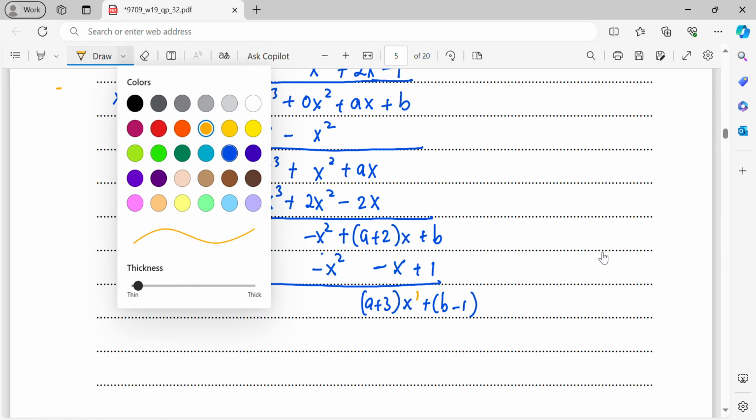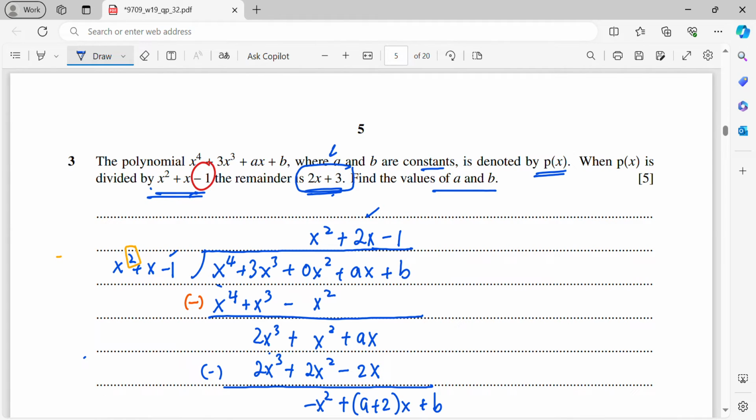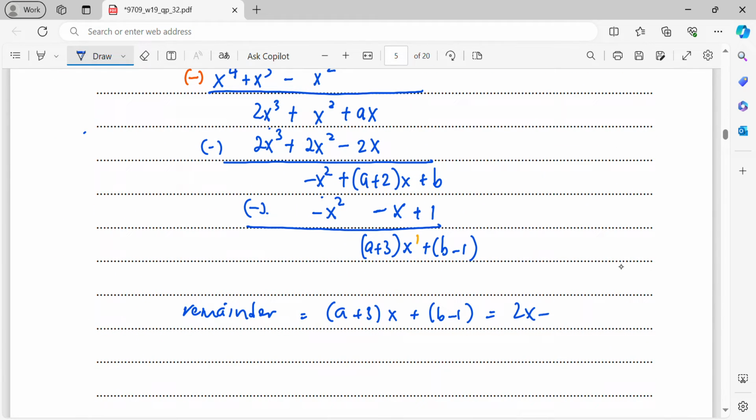Now I will just equate to the given remainder, which is 2x + 3. So you compare the coefficients for x and also the constant. It means that a + 3 = 2, so a is 2 minus 3, which is minus 1. And then b minus 1 equals 3, therefore b equals 3 plus 1, which is 4. Okay, so this should be the correct working.